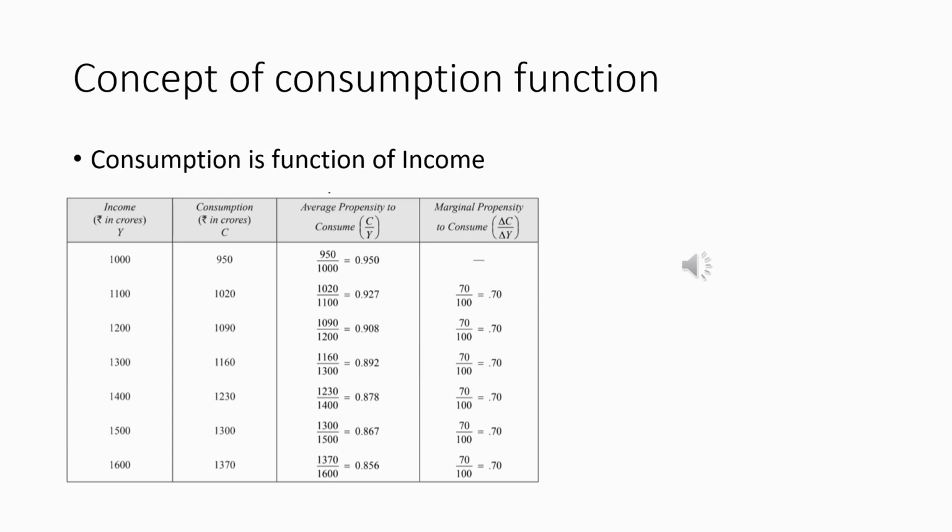Similarly, when income rises from 1100 crores to 1200 crores, the amount of consumption increases from 1020 to 1090 crores. Here also, as a result of increase in income by 100 crores, the amount of consumption has risen by 70 crores and the remaining 30 crores have been saved. The same applies to further increases in income and consumption. We shall see later that Keynes based his theory of multiplier on the proposition that consumption increases less than income, and this theory of multiplier occupies an important place in macroeconomics.